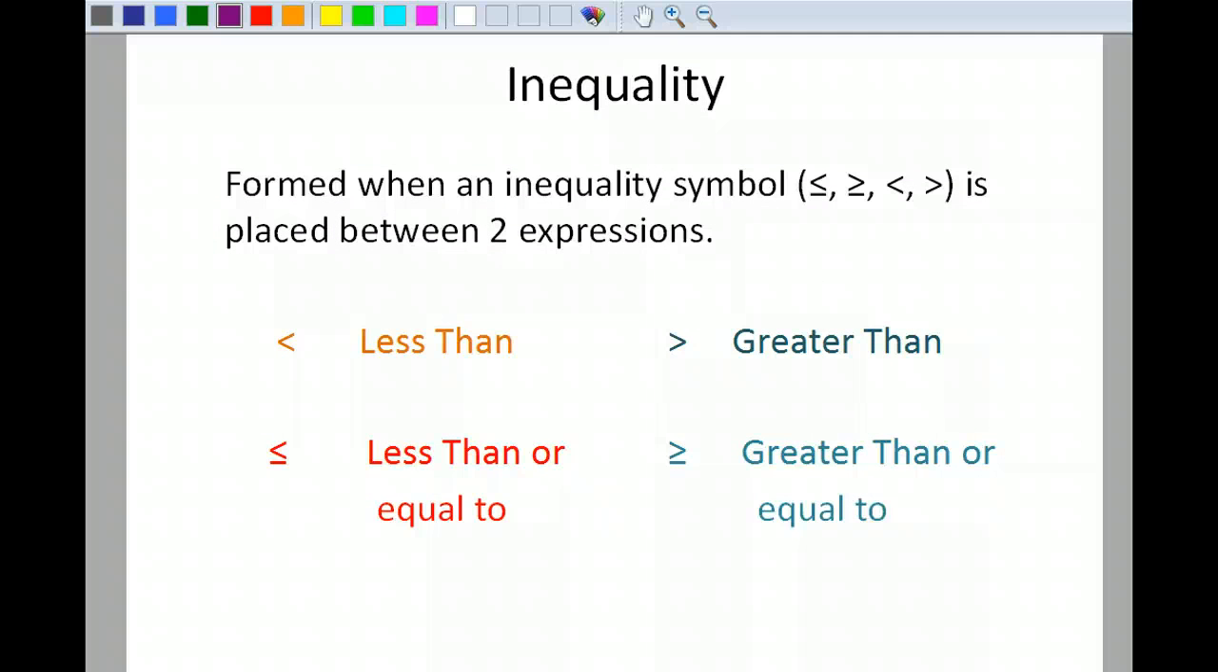Now let's talk about inequalities for a minute. Inequalities are formed when an inequality symbol, these guys right here, are placed between two expressions. So remember, less than, greater than, less than or equal to, greater than or equal to are the inequality symbols that we're going to be working with.